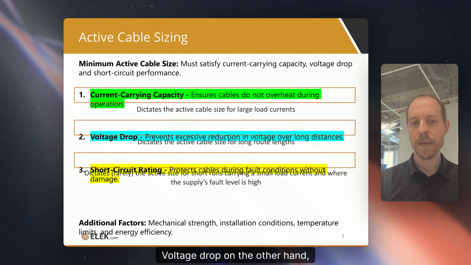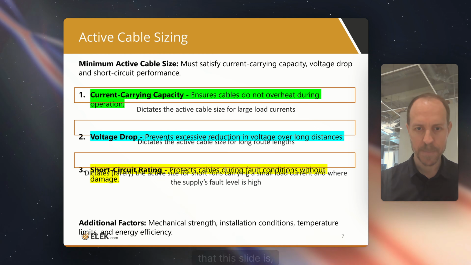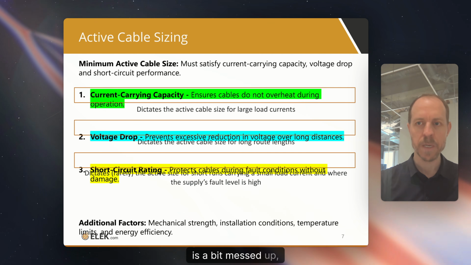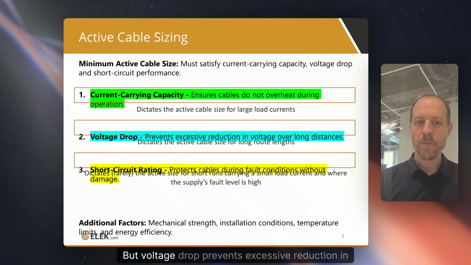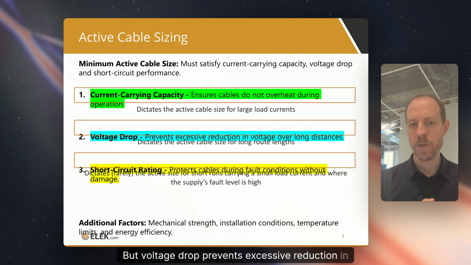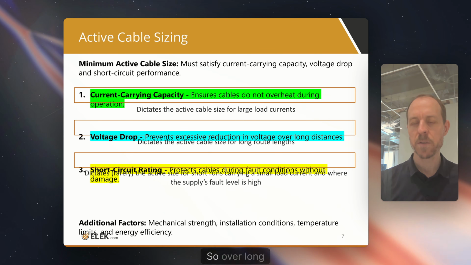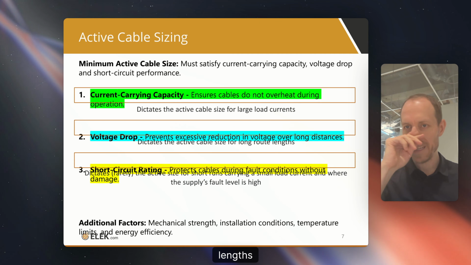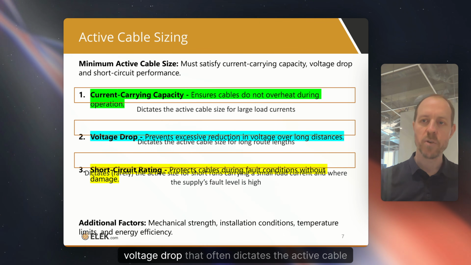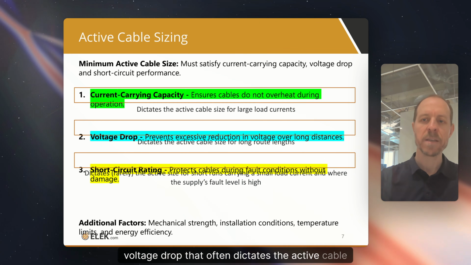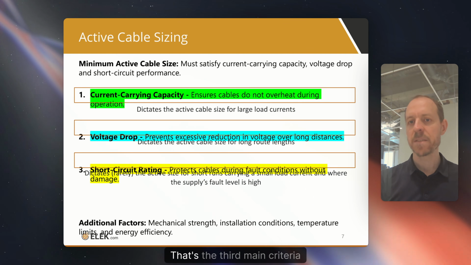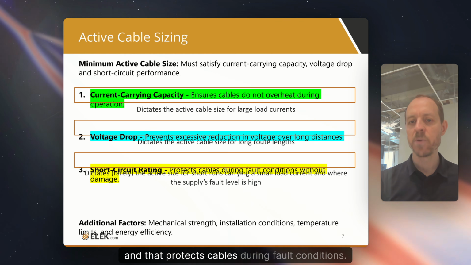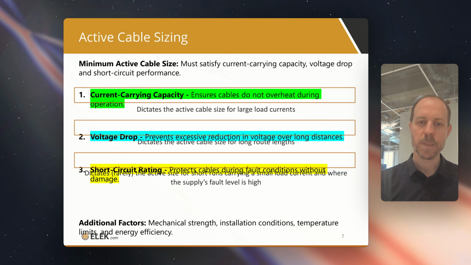Voltage drop, on the other hand, and I apologize, this slide is a bit jumbled up. I'm not sure why, but voltage drop prevents excessive reduction in voltage over long distances. So over long route lengths, it's voltage drop that often dictates the active cable size. And then short circuit rating, that's the third main criteria. And that protects cables during fault conditions.